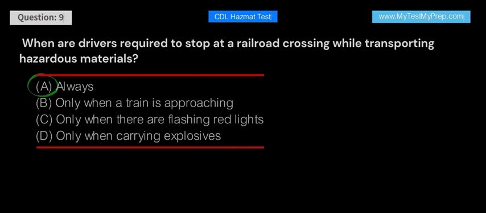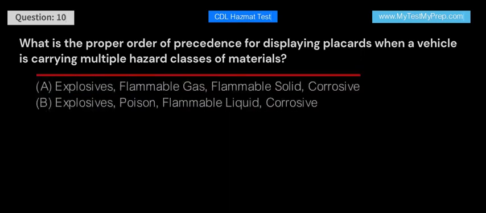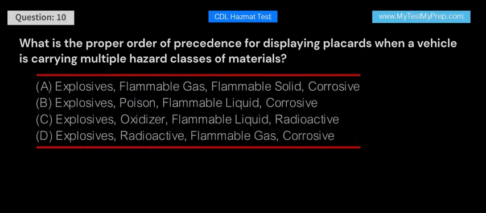Answer A. Drivers are always required to stop at a railroad crossing while transporting hazardous materials, regardless of whether a train is approaching or not. This safety precaution helps to prevent accidents and incidents involving hazardous materials and trains. What is the proper order of precedence for displaying placards when a vehicle is carrying multiple hazard classes of materials? A. Explosives, flammable gas, flammable solid, corrosive.